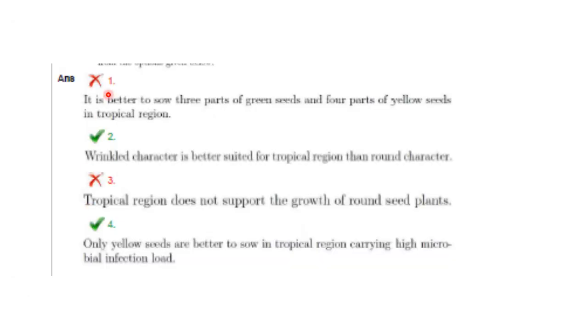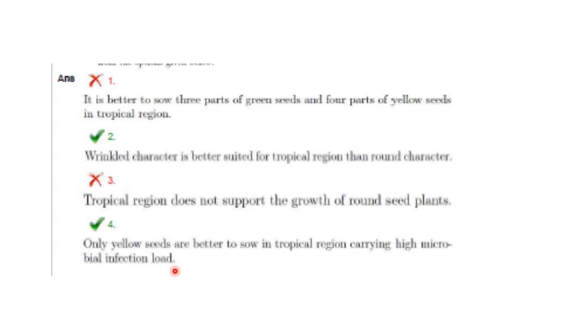Okay. Now, option 1. It is better to sow 3 parts of green seeds and 4 parts of yellow seeds in tropical region. That is wrong. Then, wrinkled character is better suited for tropical region than round character. That is correct. Then, only yellow seeds are better to sow in the tropical region carrying high microbial infection load.